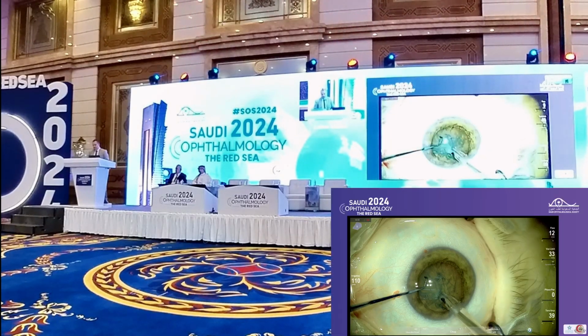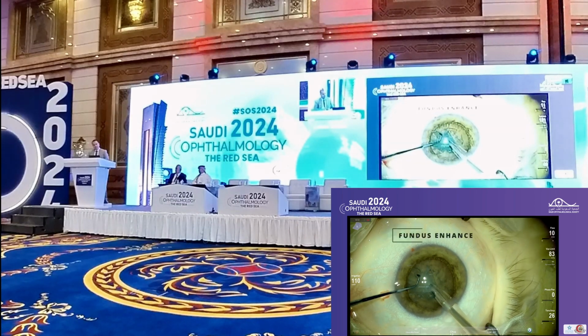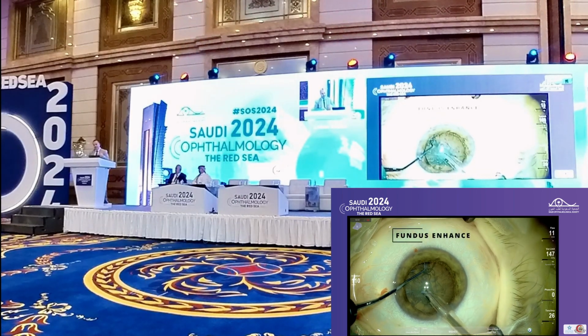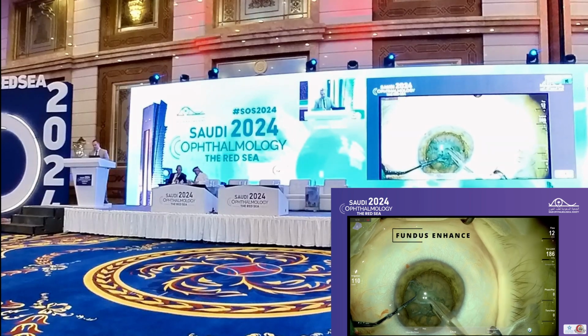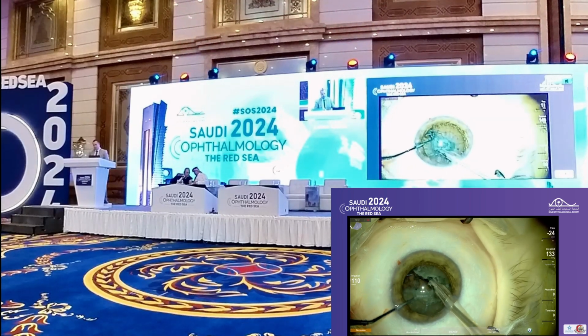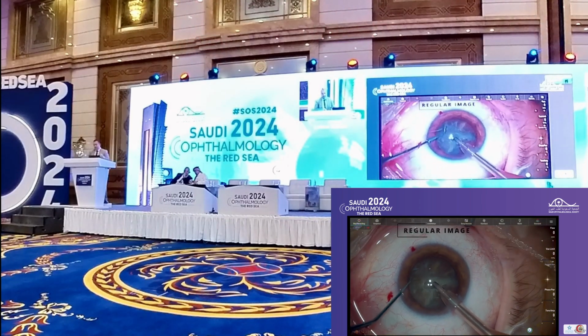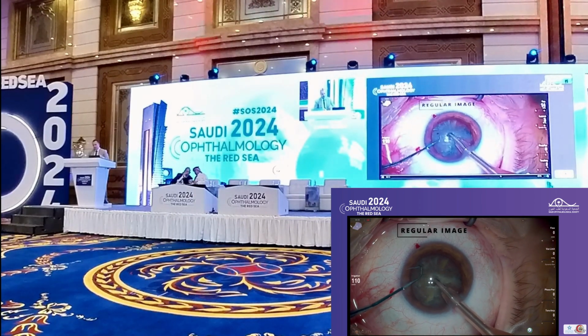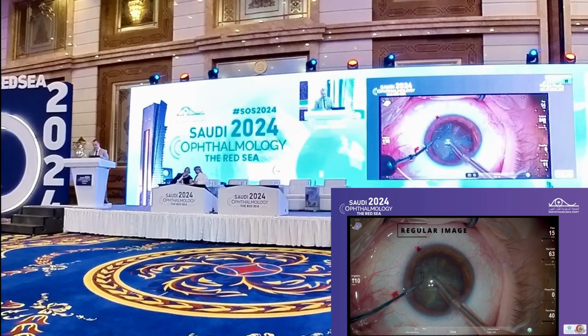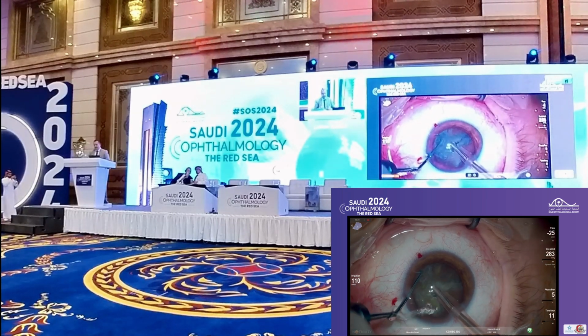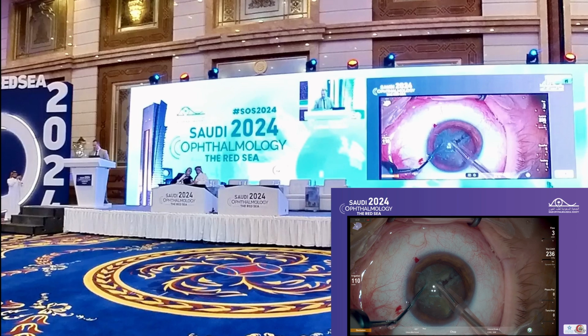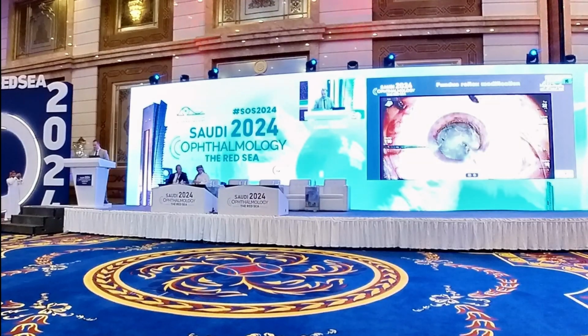Here is an example of fundus enhancement based on the yellow wavelength, because yellow is the most reflected wavelength from the fundus. As you see in the regular image, we lose the transparency of the tissues, and when we apply digital filtering over it, we might improve the image.